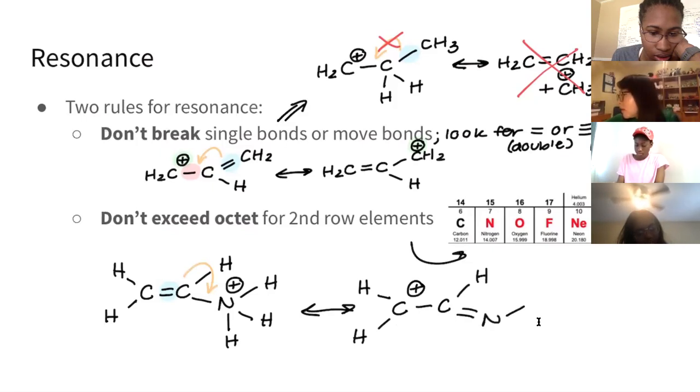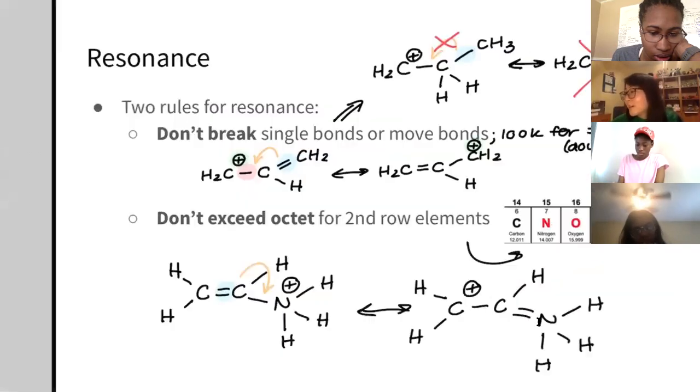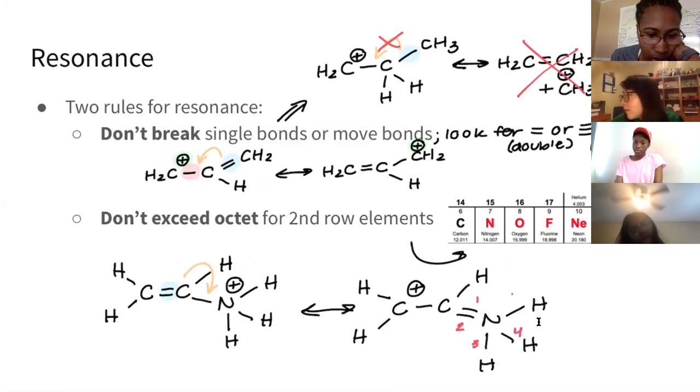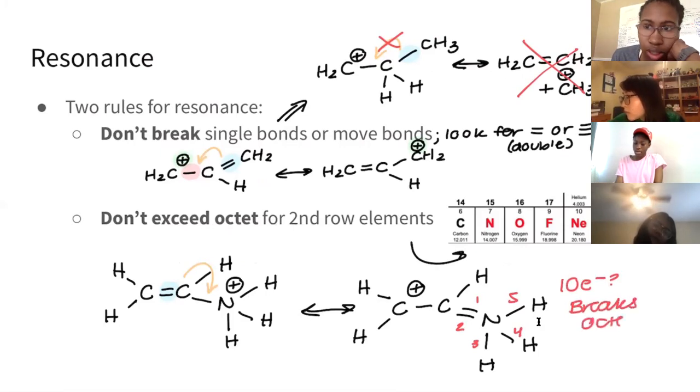Okay. So what you did was get rid of the positive charge on the nitrogen. But then by doing so, how many bonds does nitrogen have now? It has 1, 2, 3, 4, 5, which is going to be 10 electrons. We don't want that because that breaks the octet rule. So this is not going to be a viable resonance structure. Does that make sense? Let me know if you have any questions.